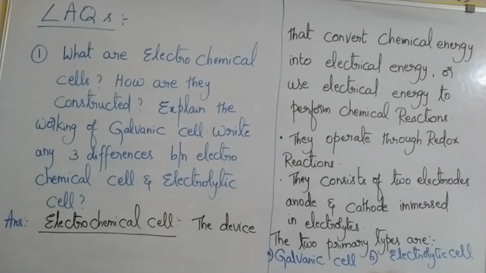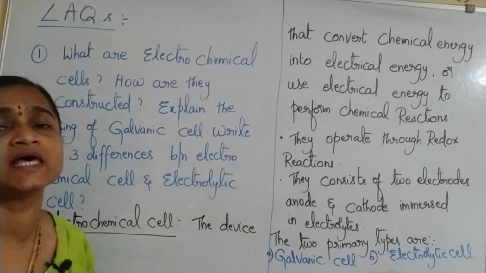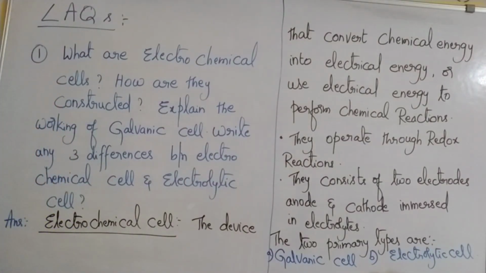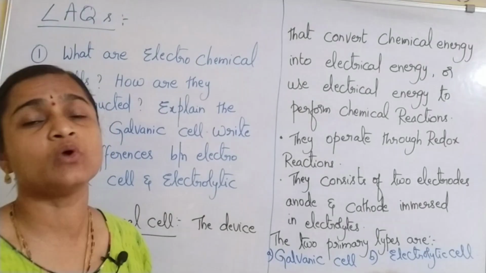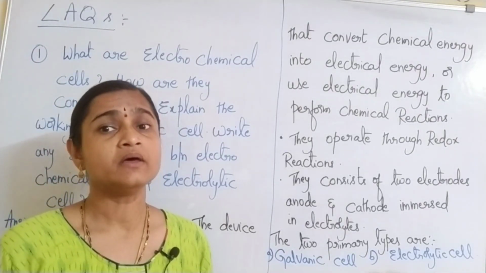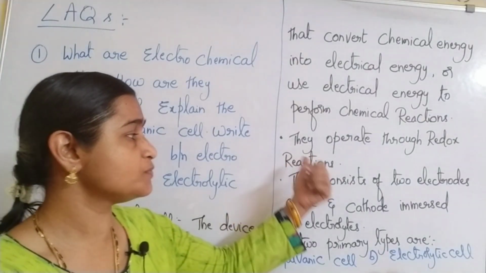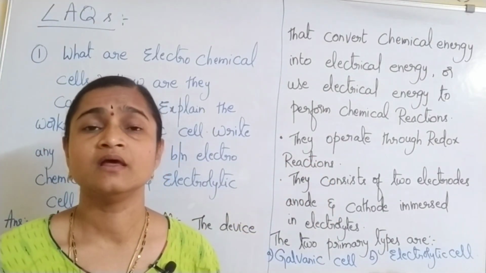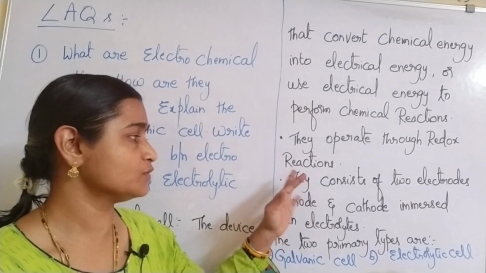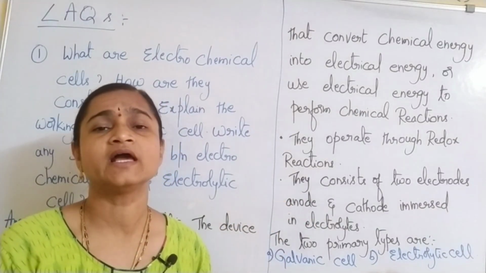So first of all, electrochemical cell అంటే ఏంటంటే it is the device which converts chemical energy into electrical energy, or which can use electrical energy to perform chemical reactions. The type of reactions involved in electrochemical cells are redox reactions. Spontaneous redox reactions will happen in the case of electrochemical cells.